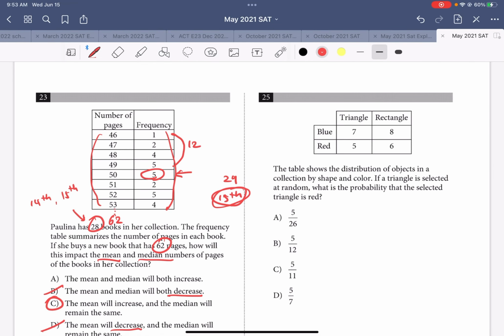Number 25. The table shows the distribution of the objects in a collection by shape and color. A triangle is selected at random, not a rectangle, so you don't have to look at here. So that's your denominator, which is 7 plus 5, which is 12. What is the probability the selected triangle is red? Your favorable outcome is red triangle, so 5. So the answer is 5 over 12. Favorable outcomes over total outcomes.